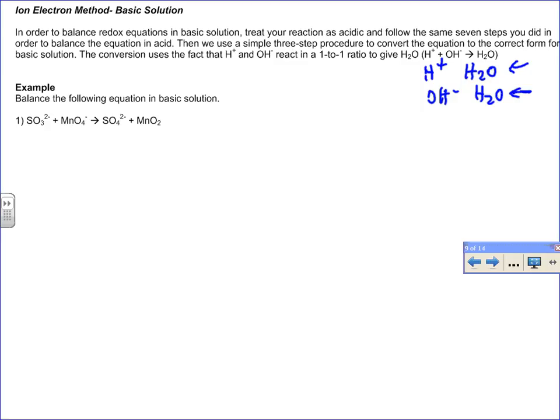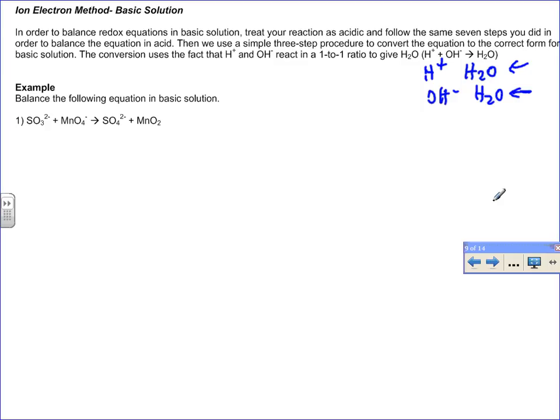Using the H plus and the H2O, I can use the water to balance the oxygen, I can use the hydrogen to balance the hydrogen, and they don't affect one another. So what we're going to end up doing when we balance in base is actually following the same steps as we did before. We're going to balance completely in acid, and then we're going to use a little bit of chemistry to help us switch it to balancing in base.